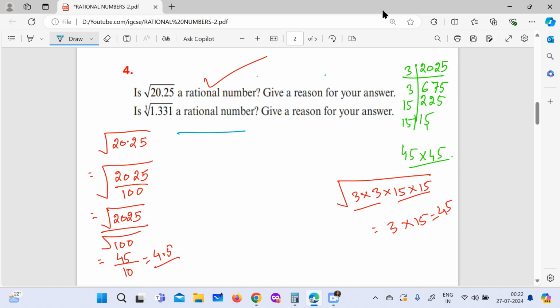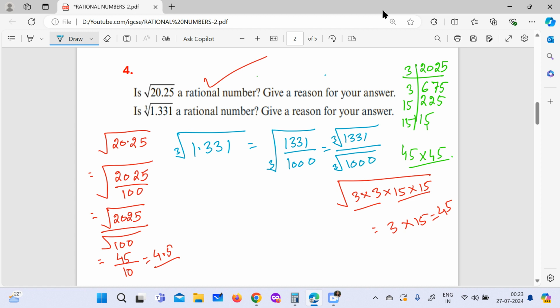Cube root of 1.331. So what is cube root of 1.331? This can be written as cube root of 1331 over 1000. Then I will split it: cube root of 1331 over cube root of 1000. So cube root of 1000 we all know that is 10. So let's calculate this one.